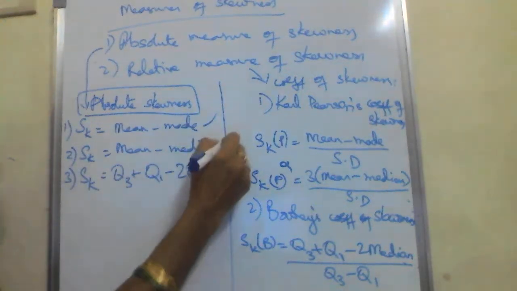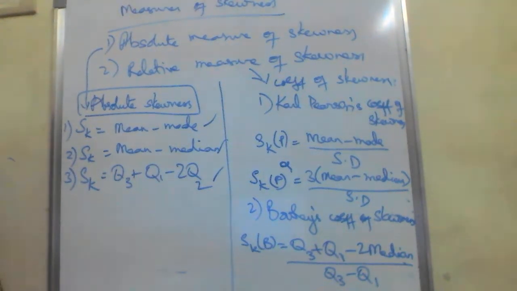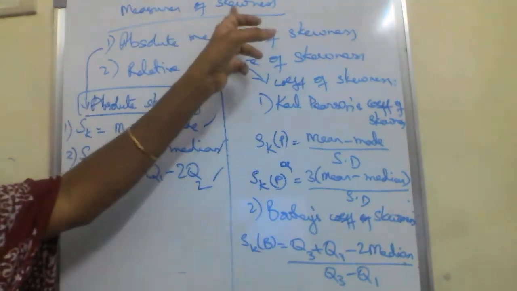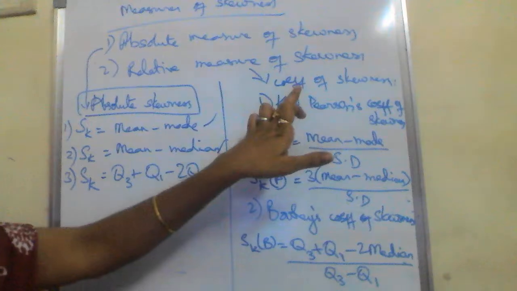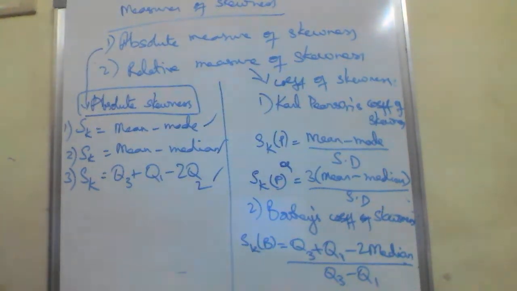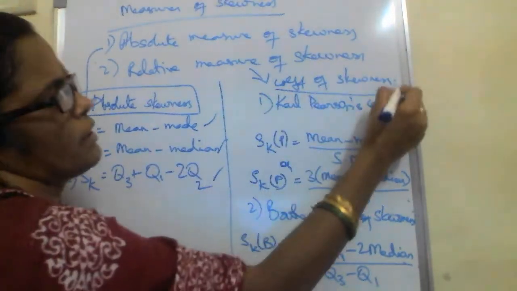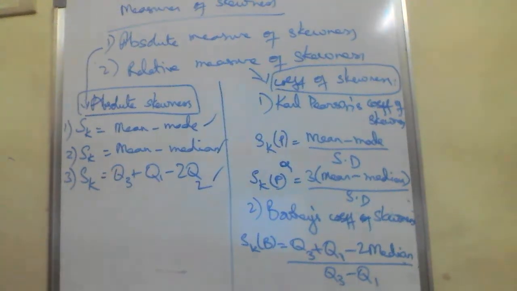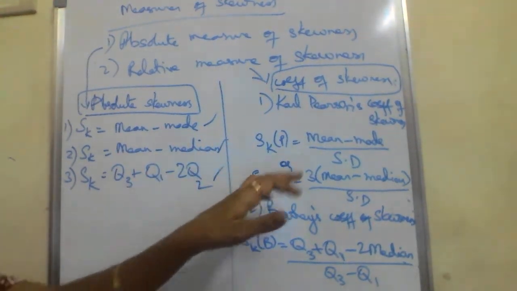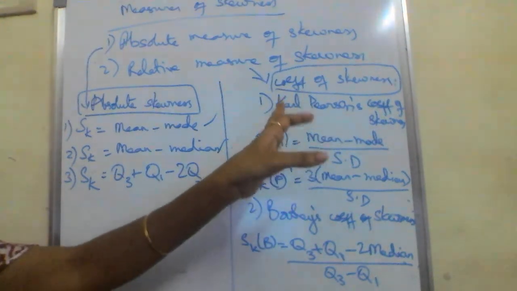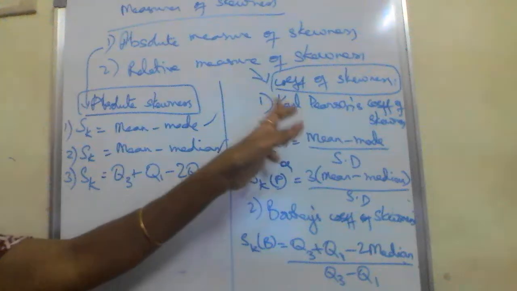So these are the three formulas you have to learn to find the value of absolute skewness in the problems. The second measure of skewness is the relative measure. For this relative measure, you also call it the coefficient of skewness. It is defined as an absolute measure of skewness expressed in relation to some measure of dispersion. So relative to some measure of dispersion, you are using the absolute measure of skewness.